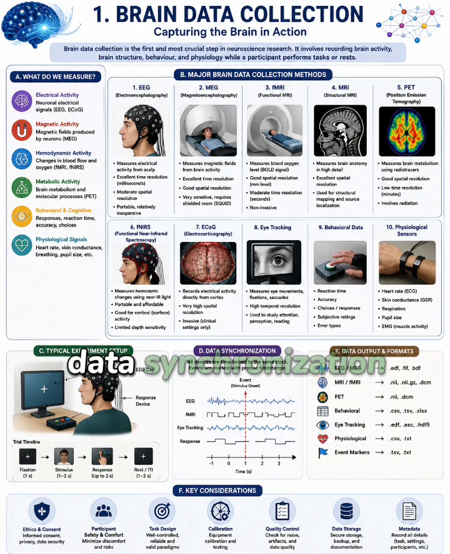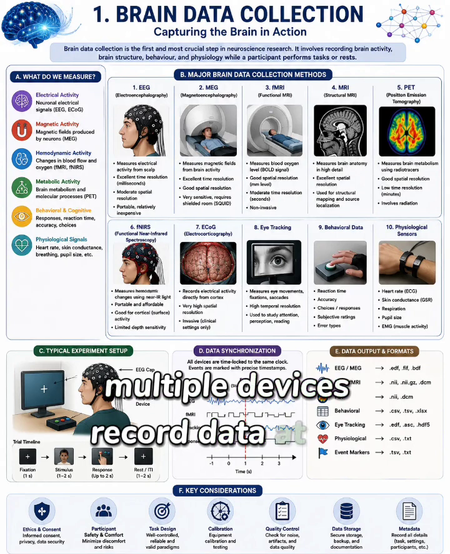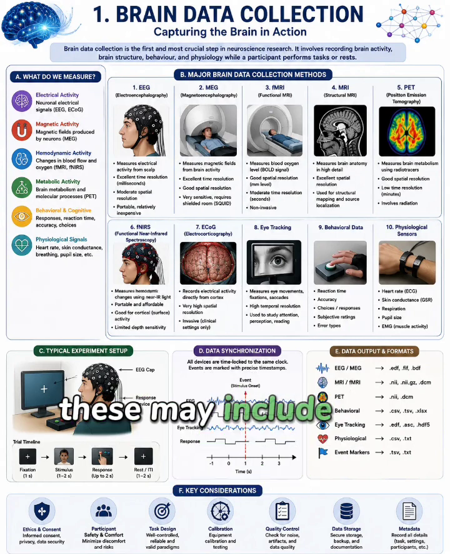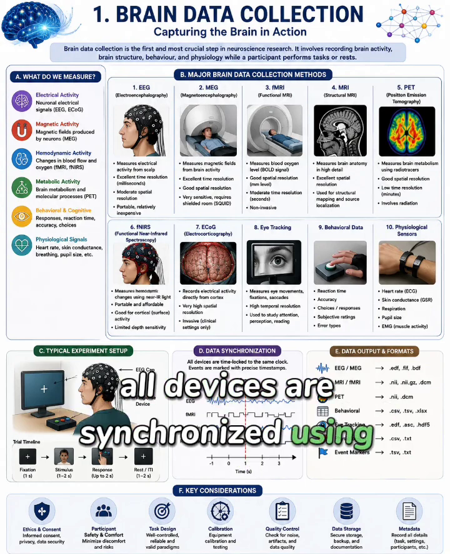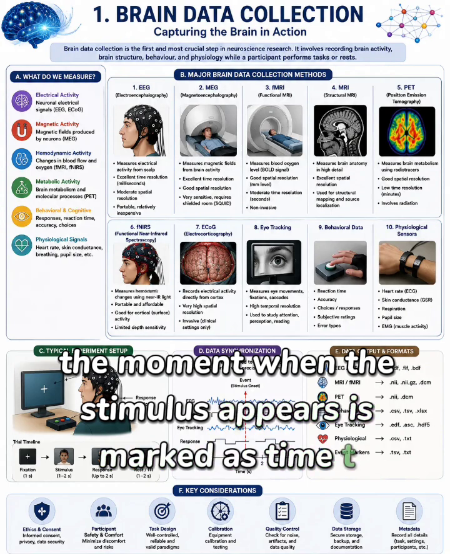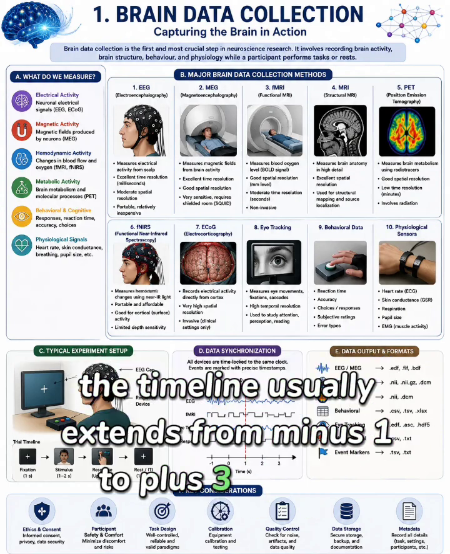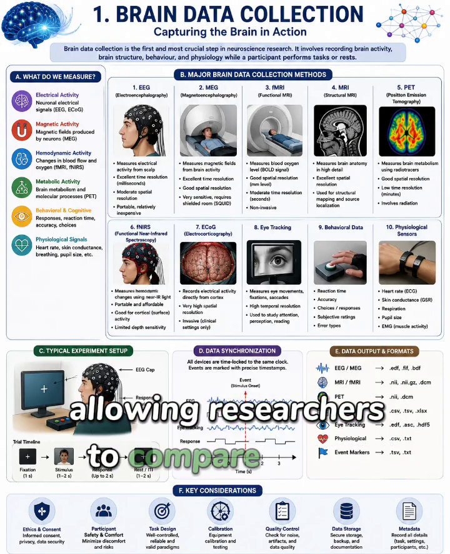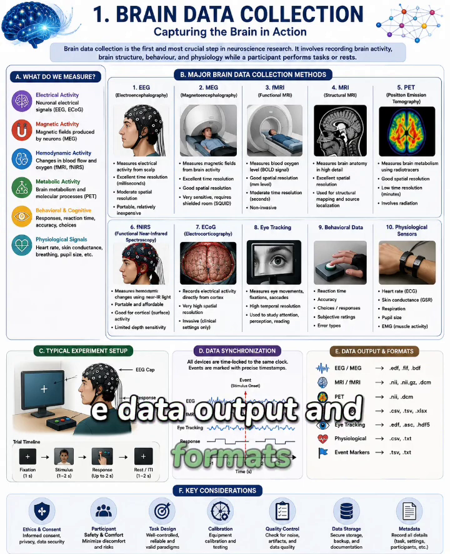D. Data synchronization. In modern neuroscience experiments, multiple devices record data at the same time. These may include EEG, fMRI, eye tracking, response device. All devices are synchronized using the same clock. The moment when the stimulus appears is marked as time, t equals 0. The timeline usually extends from -1 to +3 seconds, allowing researchers to compare signals recorded by different instruments with precise timing. E. Data output and formats.